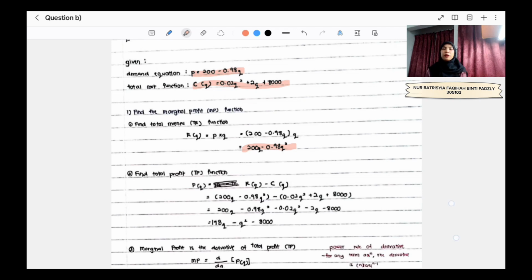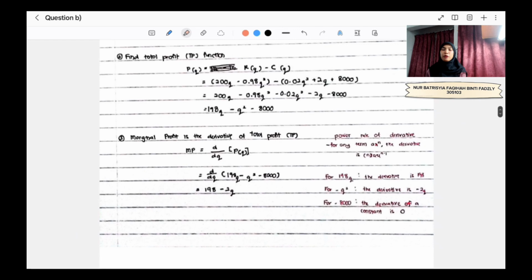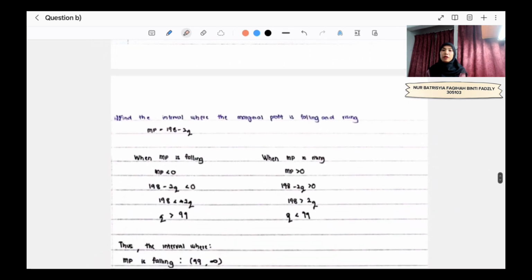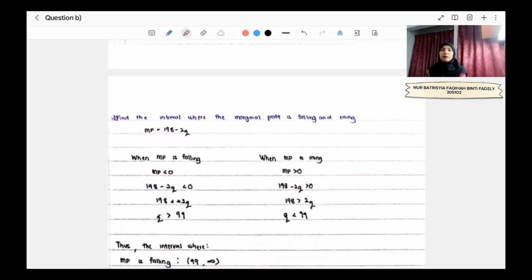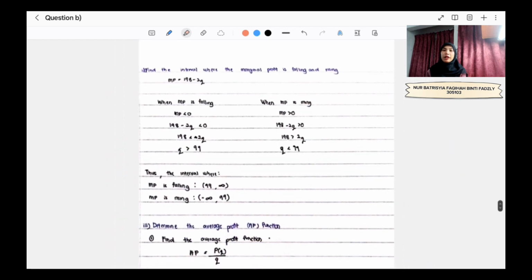Using the power rule of differentiation, we calculate MP = dP/dQ. So d/dQ of 198Q - Q^2 - 8,000, we will get the final answer, MP = 198 - 2Q. Second step, we need to find the interval where MP is falling or rising. To determine the interval where the MP is falling or rising, we will use the MP equation that we got just now, which is 198 - 2Q.